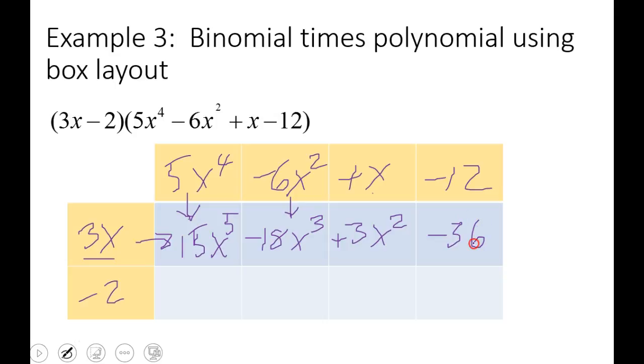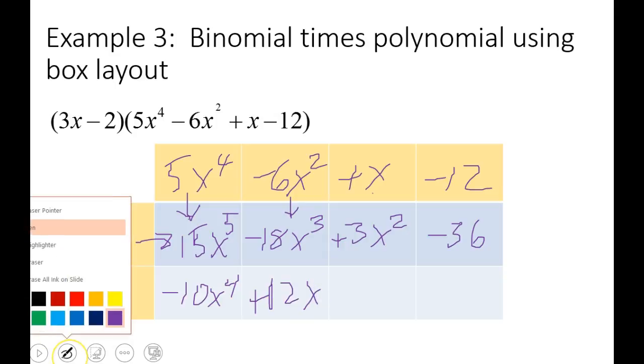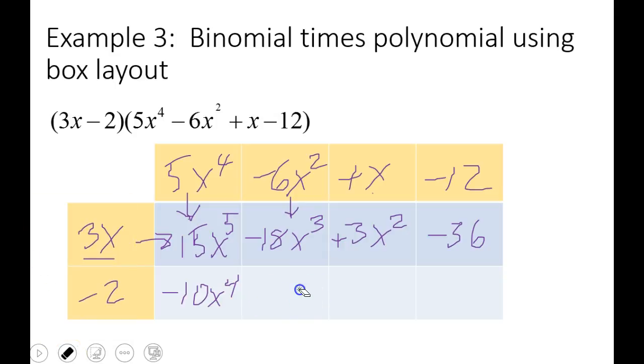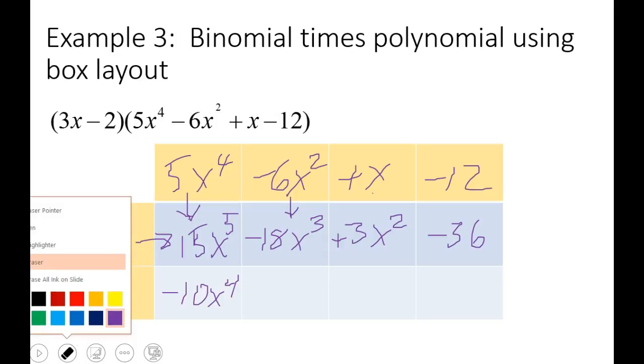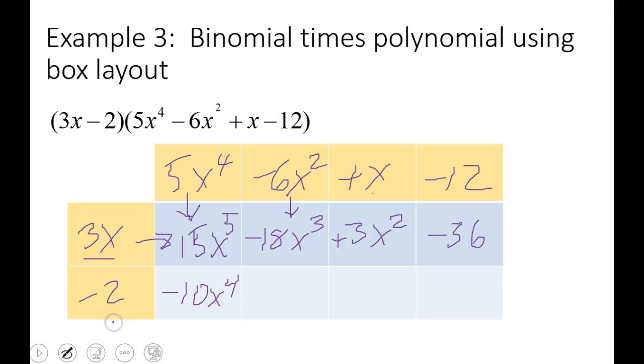Negative 2 times 5x to the 4th is negative 10x to the 4th. Negative 2 times negative 6, sorry, I was thinking ahead. Positive 12x squared, let me write that better, because it's just a 2 outside, so all the x's are going to stay the same in this row. Negative 2x plus 24.